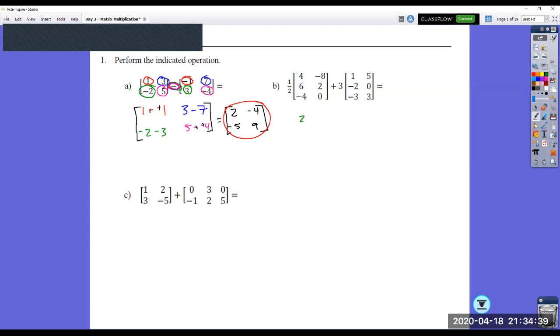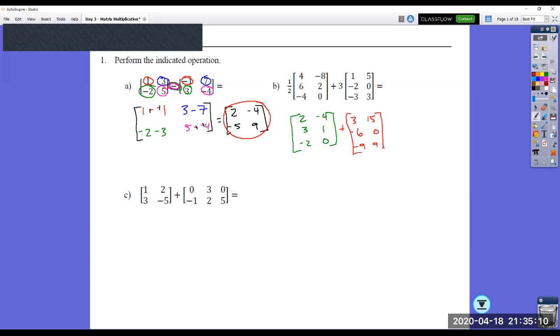So half of 4 is 2, half of -8 is -4, half of 6 is 3, 1, -2, and half of 0 is still 0. Okay. I'm going to do the same thing for the second matrix. I'm going to distribute out that 3 to every single one of those terms. So 3 times 1 is 3, 3 times 5 is 15, 3 times -2, 3 times 0, times -3, and 3 times 3.